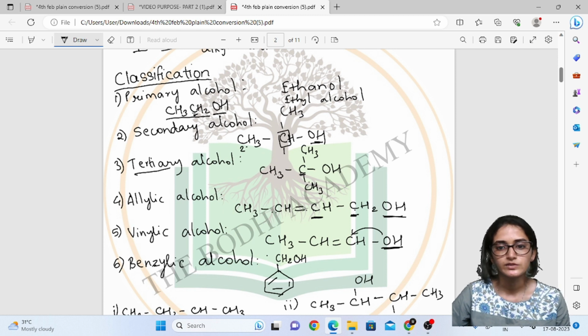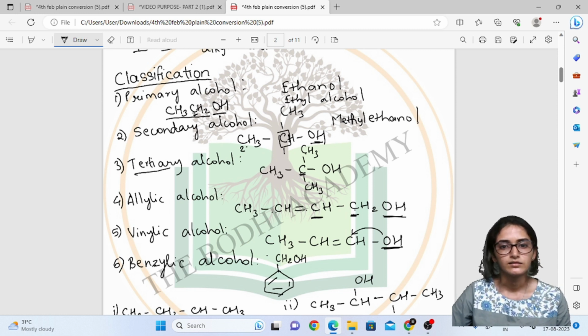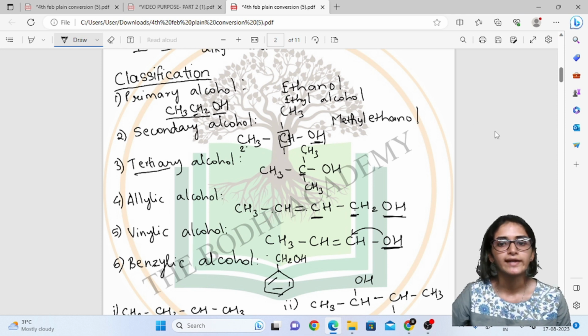So the name of this will be methyl ethanol. We can call it 1-methyl ethanol or methyl ethanol. It is no problem, any way you can write methyl ethanol. Why have we written methyl here? Because it acts as a substituent and the rest is this chain.